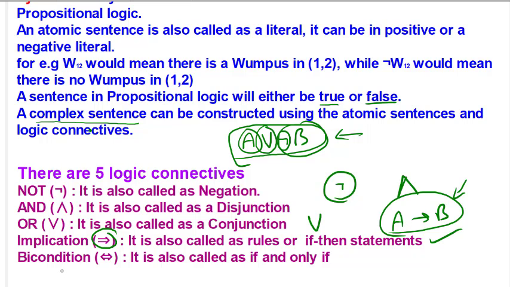Then we have bicondition. Bicondition is also called if and only if. So we can write this bicondition: A if and only if B. This is how we read it. So these are some of the connectives of propositional logic.